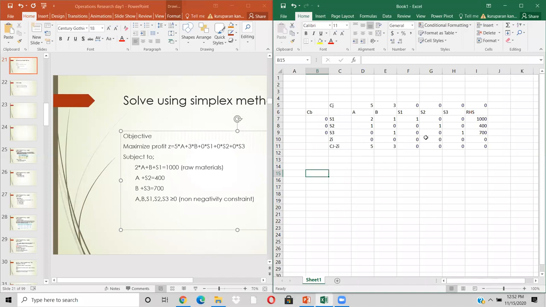Then by getting these zj's you can directly get Cj minus zj. How? By subtracting: this is Cj, 5, minus this one, 0. 5 minus 0 is 5. Similarly for this one, 3 minus 0 is 3. Similarly you can get the rest. Okay, this is the initial table.